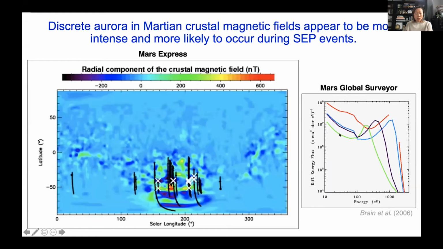Okay, now I'm going to segue to auroras. In particular, discrete aurora that's been observed, for example, first by Mars Express. On the left-hand side, showing Mars Express observations flying over the crustal magnetic field regions in the south of the planet where we observe these discrete aurora, and they're due to accelerating electrons that were observed by Mars Global Surveyor. So I'm showing profiles here on the right-hand side.